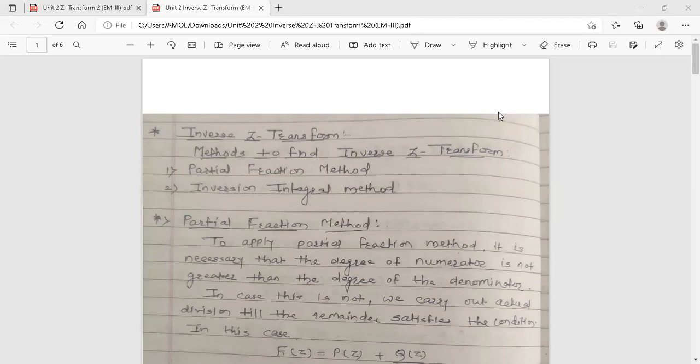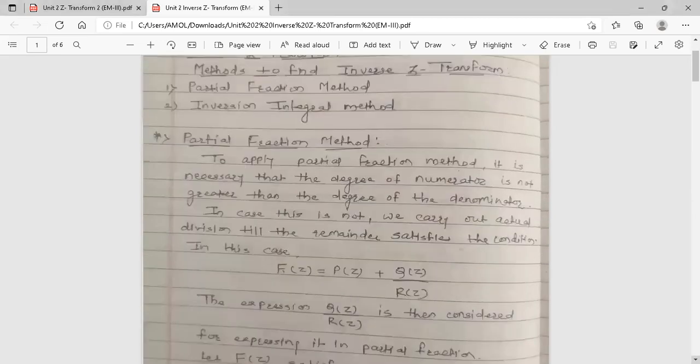Today we are going to discuss inverse Z transform. This is the topic from Unit 2. In the previous lecture we discussed Z transform. Now, inverse Z transform. There are two methods to find the inverse Z transform. The first method is the partial fraction method and the second method is the inversion integral method. Now the first method, partial fraction method.